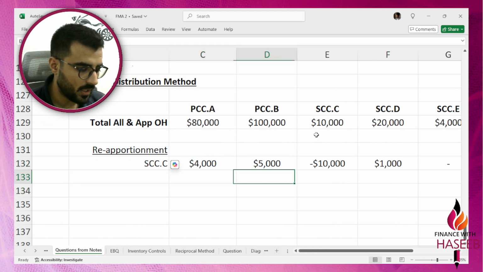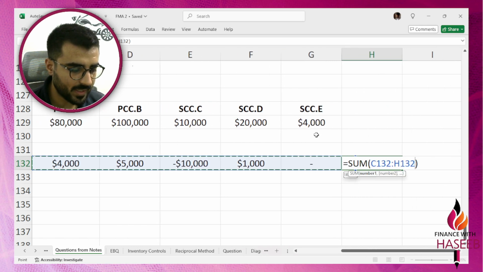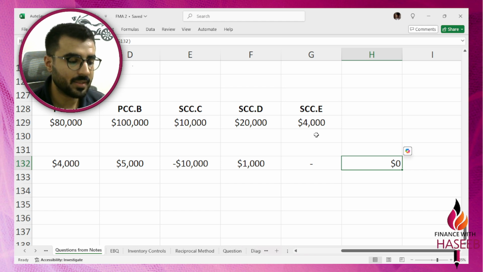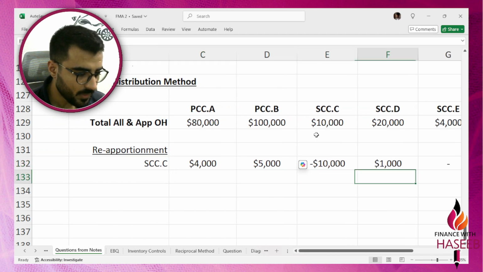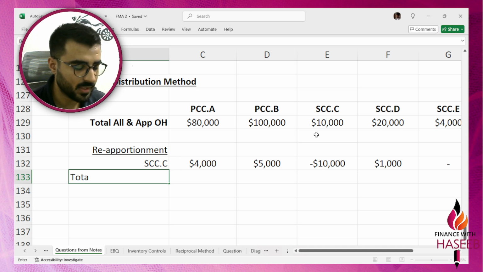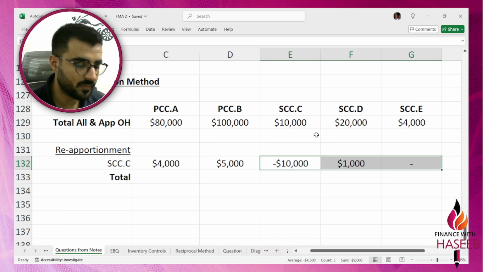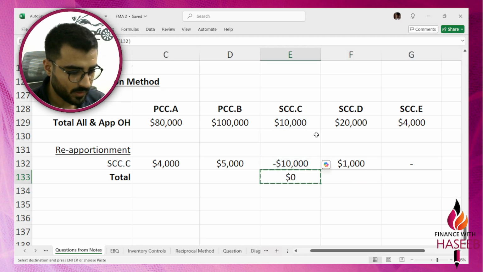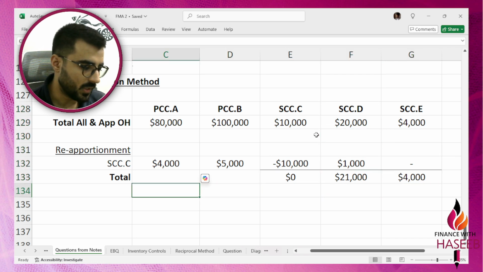There is also a quick check. You can just add all these figures and the answer must come to 0. If the answer is not coming to 0, then this means that you have done something wrong. Now of course, before moving towards the next service cost center, we must again find the total, just like in the step down method. So the total, and the total for what? Only for the service cost centers. Now the total overhead in service cost center D is 21,000. Now let's do service cost center D.